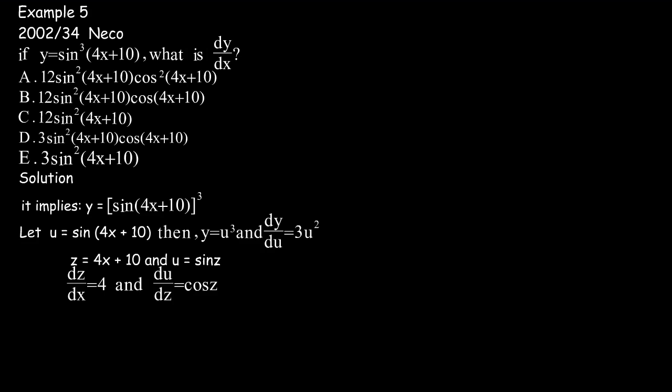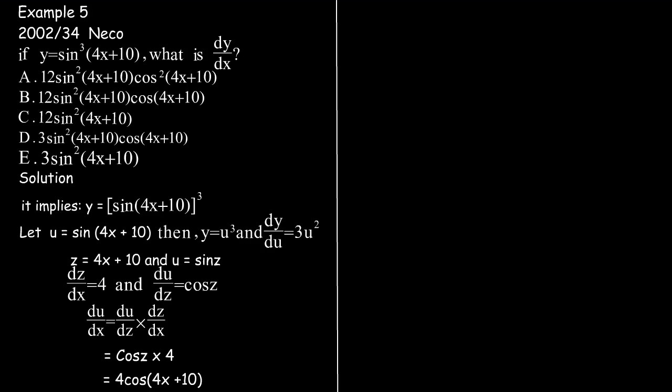So you see in our equation, du over ds will be equal to du over dz times dz over ds, which is equal to, du over dz is cos z, and dz over ds is 4. Multiplying and substituting for z, cos z is equal to cos of 4s plus 10, so our equation will be equal to 4 cos in bracket 4s plus 10. Now we've gotten our dy over du and our du over ds.